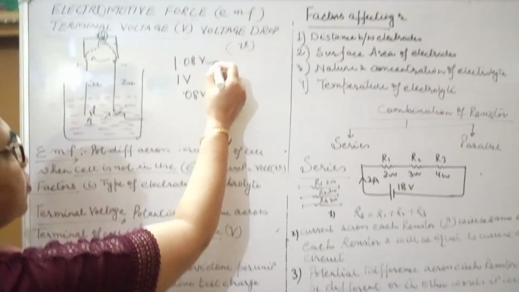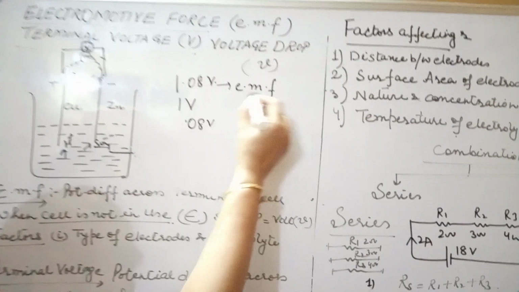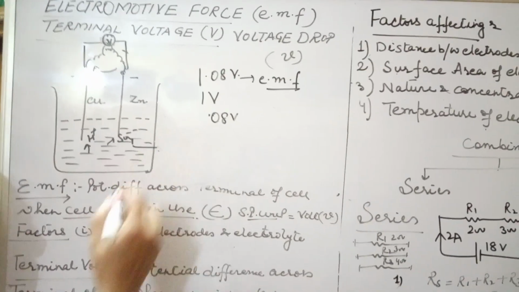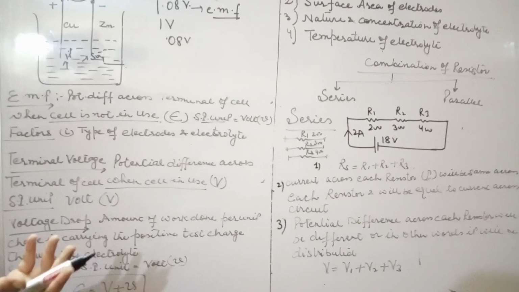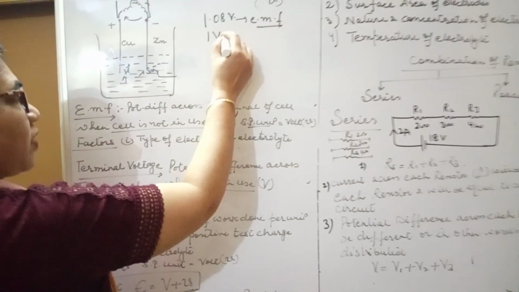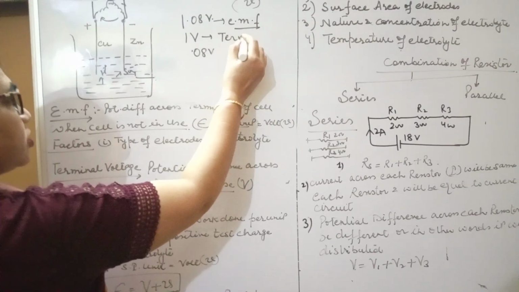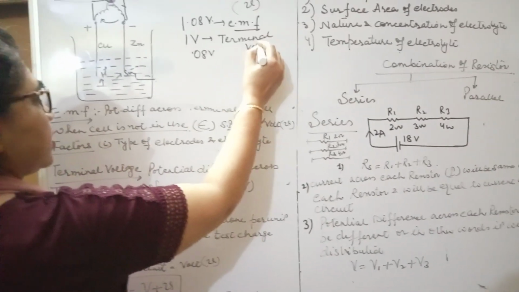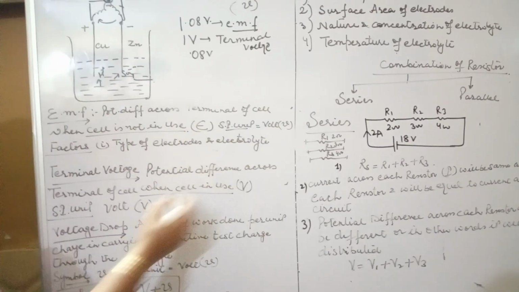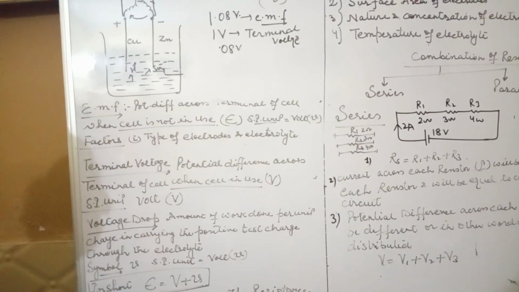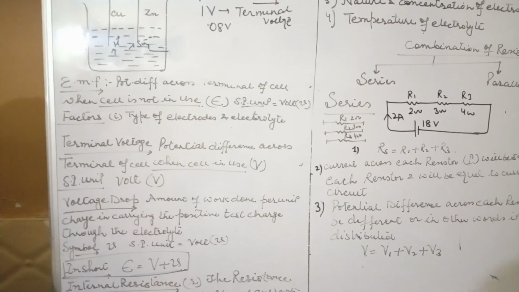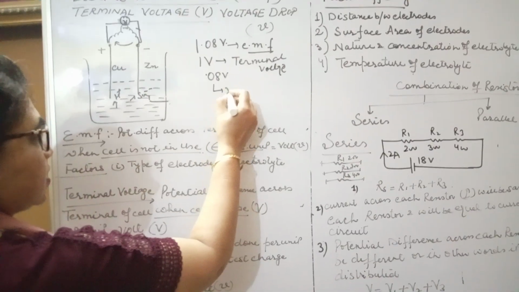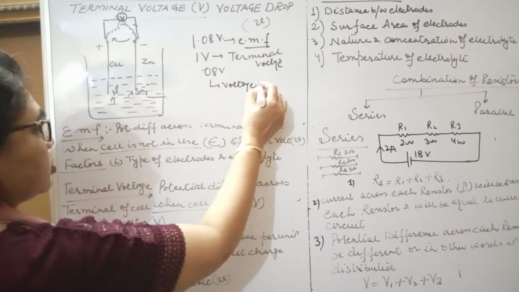So this 1.08 volt is called EMF, electromotive force. It means the potential difference across the terminals of the cell when the cell is not in use. Its symbol is epsilon, and its unit, as you know well, is the volt. This 1 volt is called terminal voltage, that is, the voltage when the cell is in use. It is the potential difference across the ends of the conductor, the terminals of the cell, when the cell is in use. Its symbol is capital V, and its unit is the volt. This loss is considered as the voltage drop.